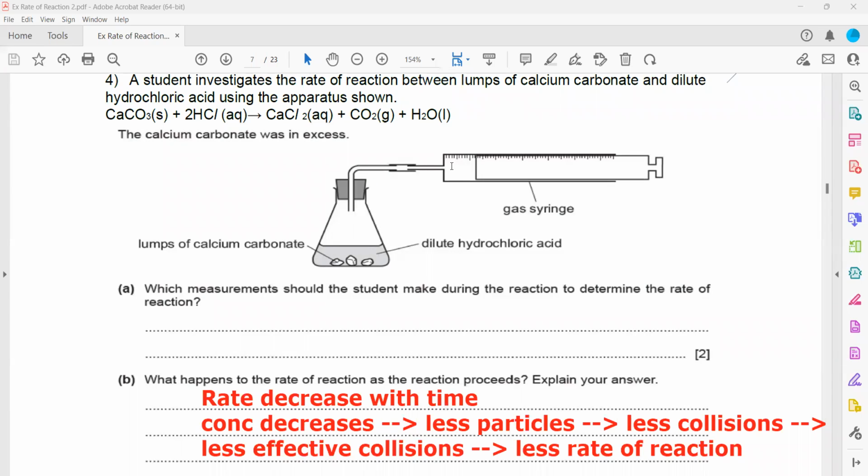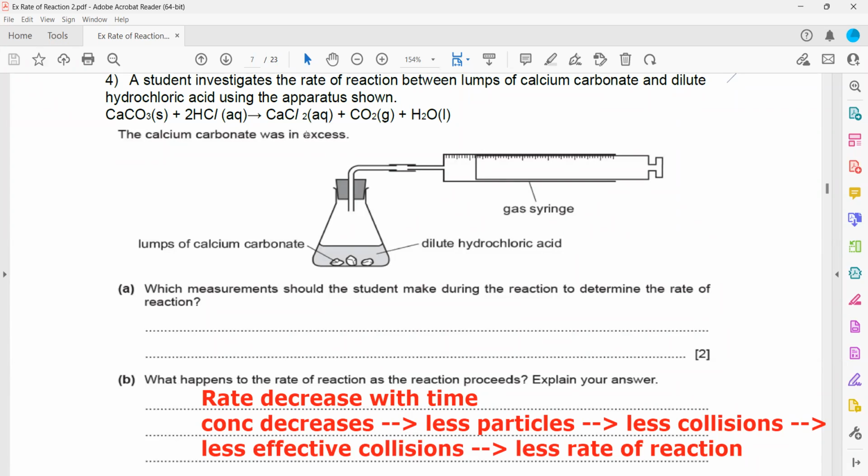And one more thing: as you can see, we are investigating the rate of a reaction, but they did not specify in this question which one is the limiting reagent. So you cannot say that hydrochloric acid is used up or calcium carbonate is used up. You can just mention that a limiting reagent is used up. So the reaction is faster in the beginning. If in the question they mention hydrochloric acid is the limiting reagent, in that case, you can mention acid used up.